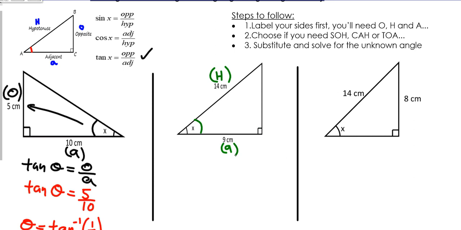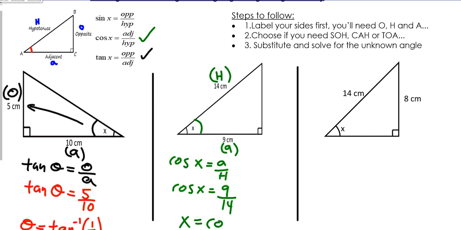If I go over, I can see that cos is the ratio between the adjacent and hypotenuse. So let's substitute that in. So we get cos of x equals the adjacent over hypotenuse. Let's substitute. So cos of x equals 9 over 14. And now I write my angle x is equal to the inverse cos of 9 over 14.